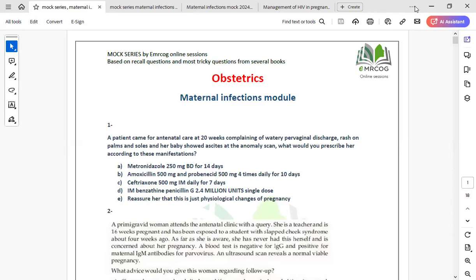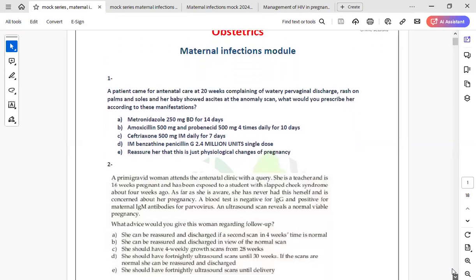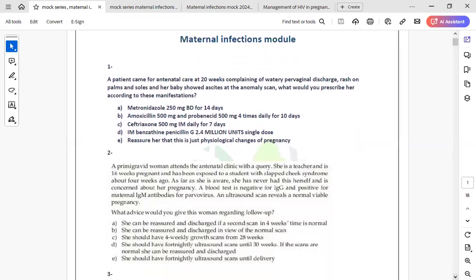Okay, so the first one we have now is a very basic question, but it depends on the diagnosis. So if you can help me out, please, can you tell me question one, what would be your diagnosis? This woman came for antenatal care at 20 weeks complaining of watery pervaginal discharge, rash on palms and soles, and her baby showed ascites at anomaly scan. Without the diagnosis, you are not going to know the answer.